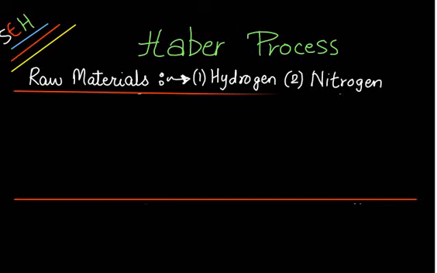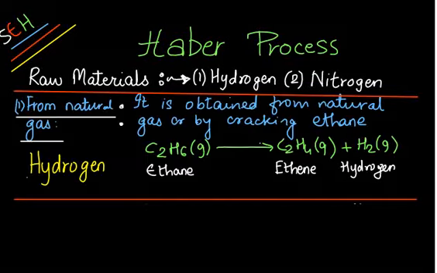Now let us understand how to obtain hydrogen for the Haber process. Okay, the first way of obtaining hydrogen is from natural gas. It is obtained from natural gas by cracking ethane. So C2H6 gas gives you C2H4 gas plus H2 gas. So that means this is how you can obtain hydrogen by just simply cracking ethane. Okay, this is about the method of cracking ethane.